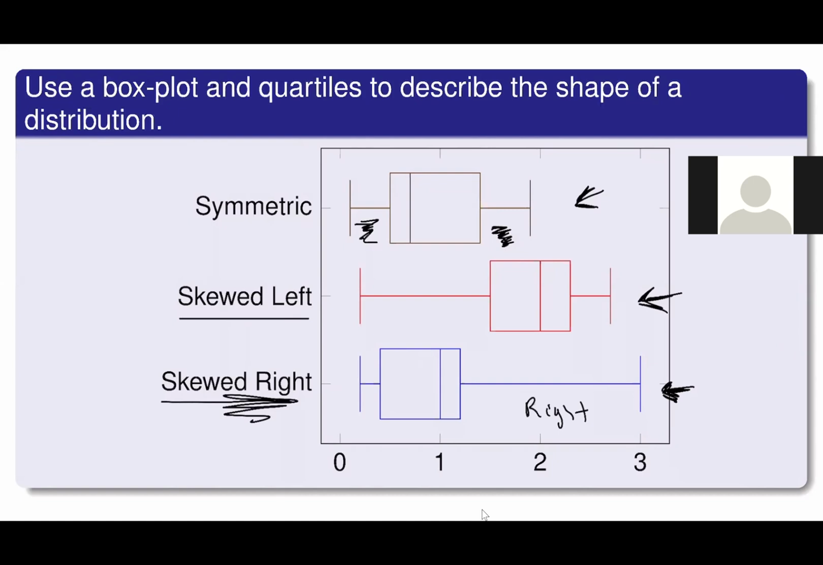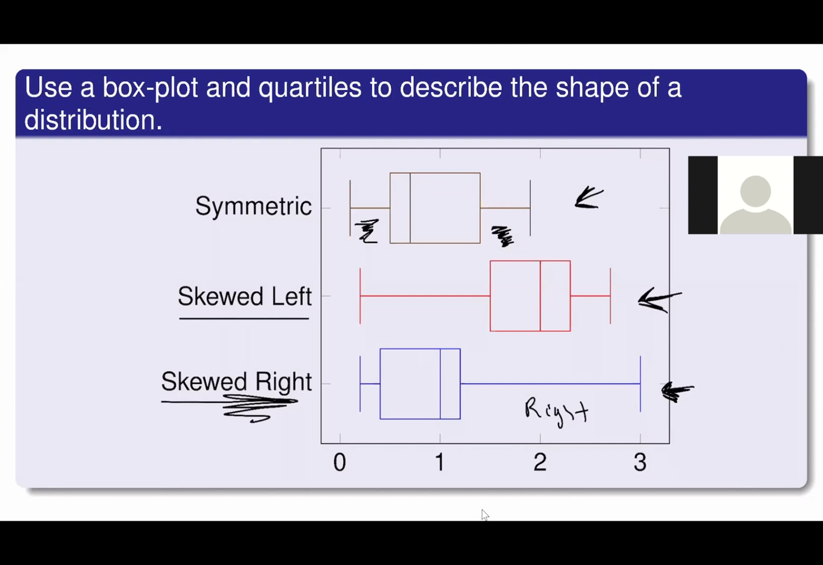So you can just look at it and say, okay, since the left whisker is longer, we're going to say it's skewed to the left. If the right whisker is longer, you're going to say it's skewed to the right. The only time that's not true is if you have an outlier. Whatever side the outlier is on, that one is automatically skewed to that side. So if you have an outlier to the right side, you say it's skewed to the right. If you have an outlier to the left side, you say it's skewed to the left.